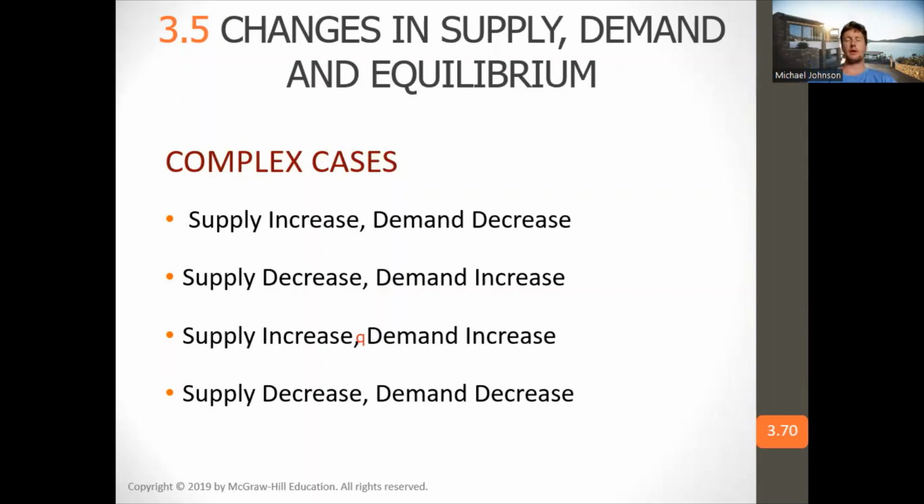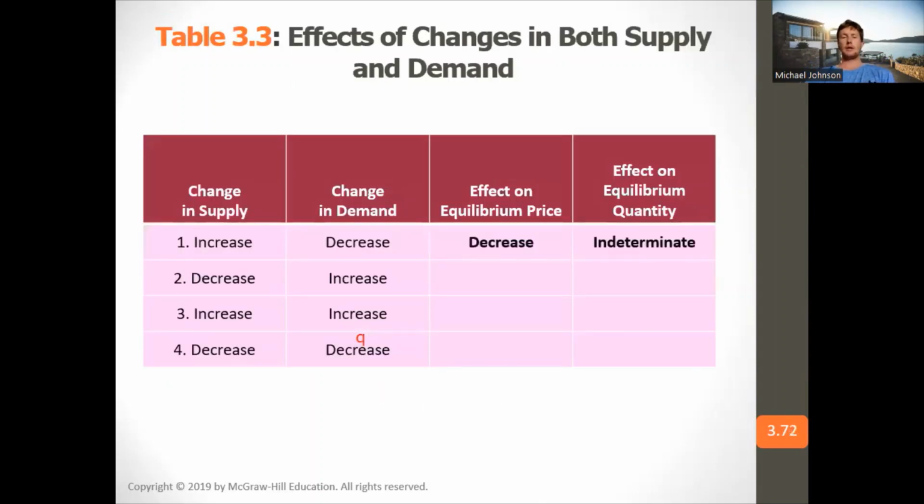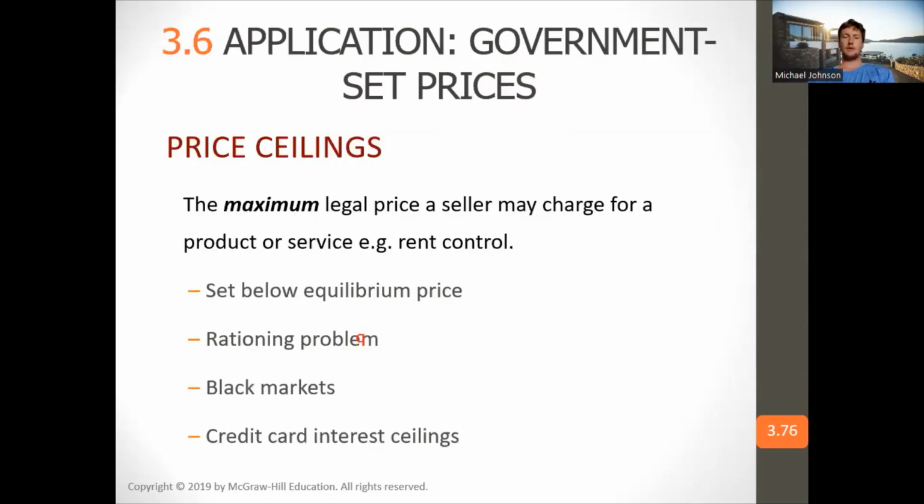So these are complex cases where we don't know exactly what happens. In this case, if supply increases and demand decreases, price would decrease, but we don't know what happens to quantity. If supply decreases and demand increases, we know price increases, but quantity, we don't know. If supply increases and demand increases, we don't know what happens to price, but we know quantity increases. If supply decreases and demand decreases, we don't know what happens to price, but we know the quantity decreases.